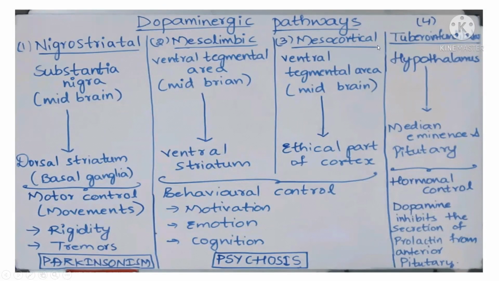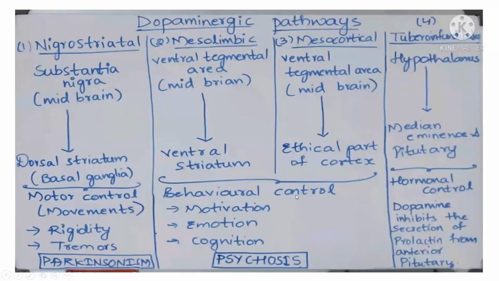And then the mesocortical pathway also starts from the ventral tegmental area and ends in the prefrontal part of the cortex. And these 2 pathways are responsible for behavior control. It is nothing but motivation, emotion, thinking, cognition, nothing but memory. So here, if there is an increase in dopamine levels in this mesolimbic pathway, then it leads to psychosis.